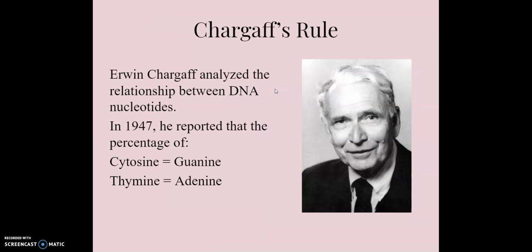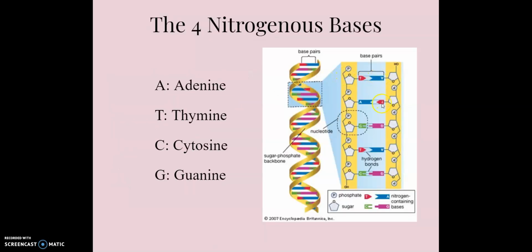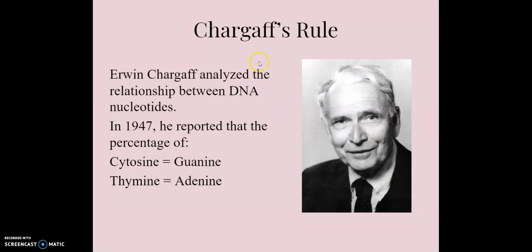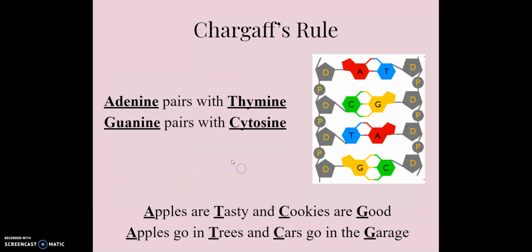Now, how do we know how these bases match up with one another? Erwin Chargaff, a scientist, analyzed the relationship between the DNA nucleotides. And in 1947, he reported that the percentage of cytosine in a DNA molecule equaled exactly the same amount of guanine in the DNA molecule. And they also noticed that the amount of thymine in the DNA molecule equaled the amount of adenine in the DNA molecule. So he concluded that adenine must pair with thymine because they have the exact amount, while guanine pairs with cytosine as they have the exact amount. These are the pairing rules.